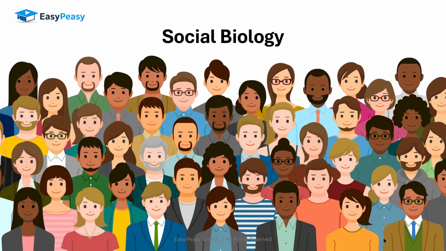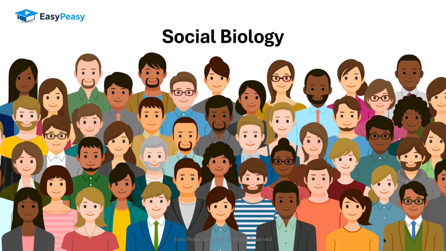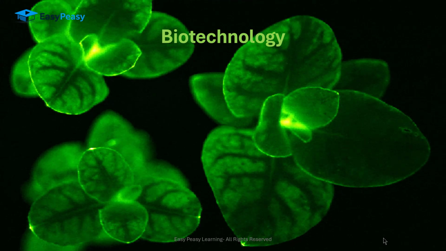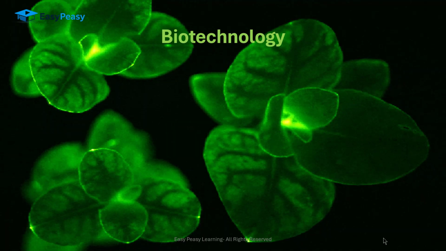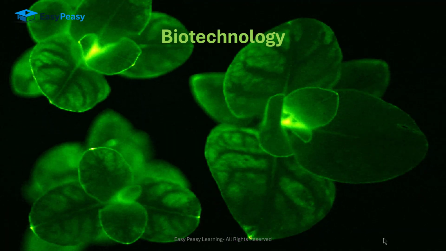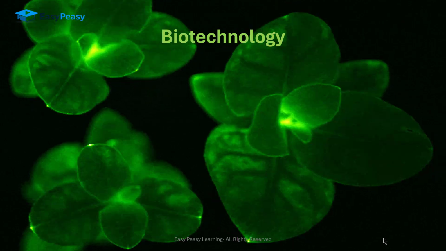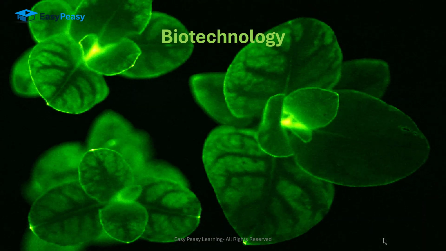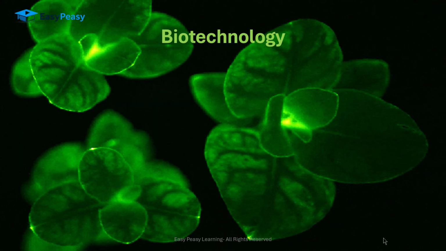Social biology. This is the branch of biology which deals with the study of social behavior and communal life of human beings. Biotechnology. Biotechnology uses living organisms to develop useful products and technologies like medicines, crops, and even glowing plants. As you can see in this picture, they combine the genes of firefly with this plant. That's why this plant is glowing.